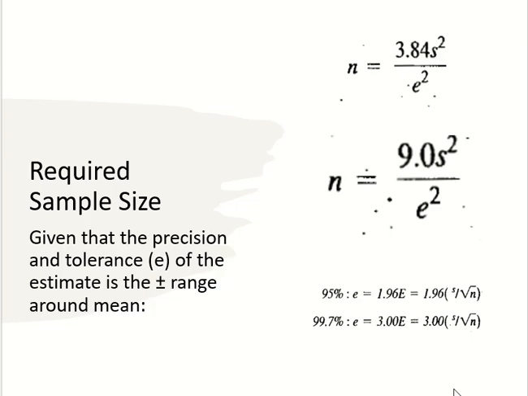It was e equals 1.96 S upon root of n. Clear? To remove the root, I have to do the square. This will become e square, this will be 1.96 square, this will be S square, and this will be n. So n will go here. 1.96 square is 3.84. So n equals 3.84 S square upon e square.